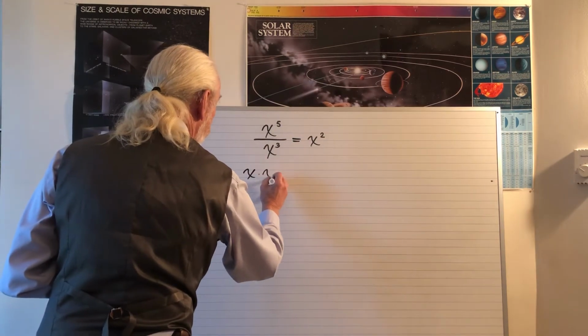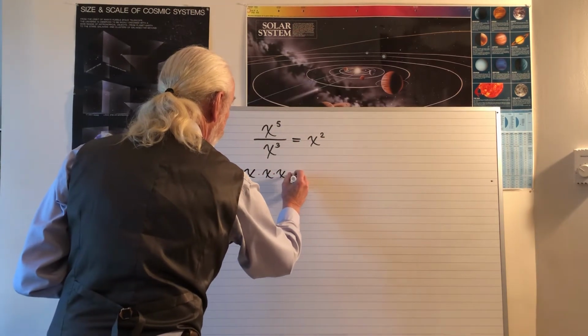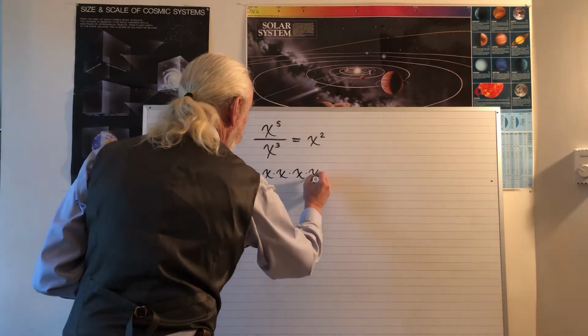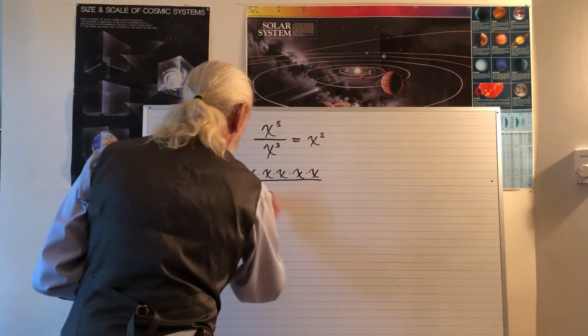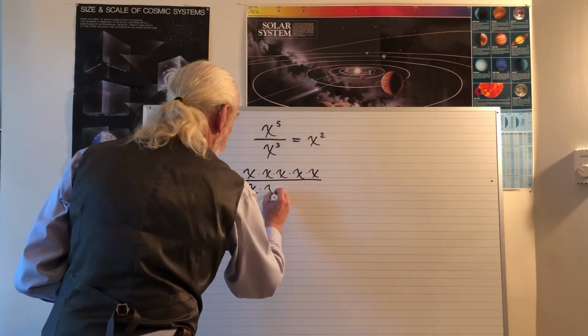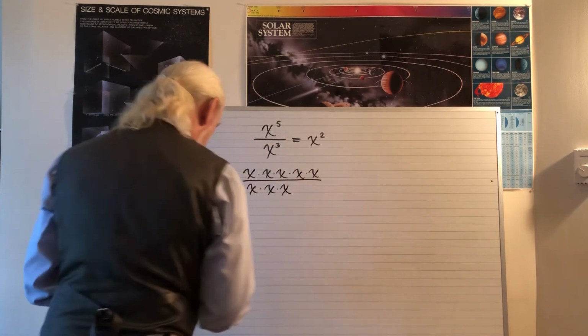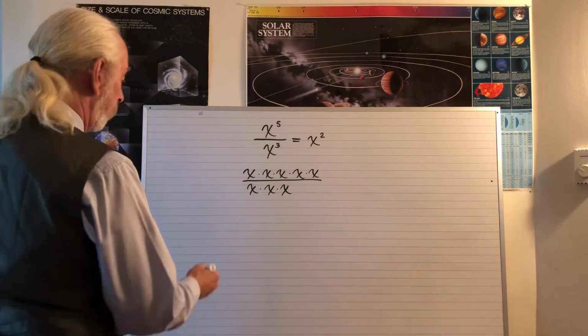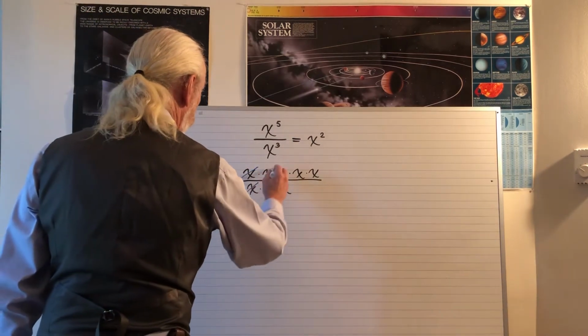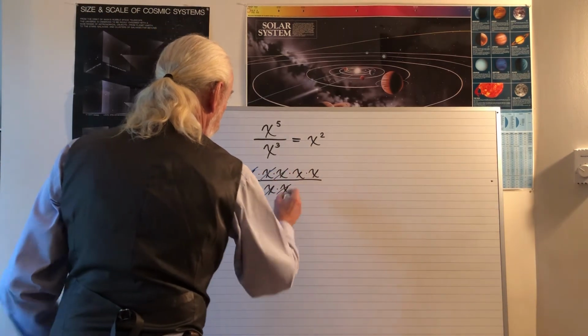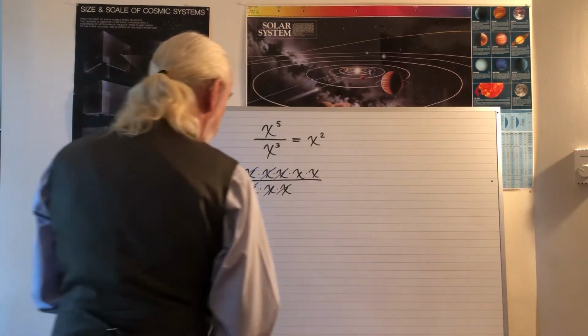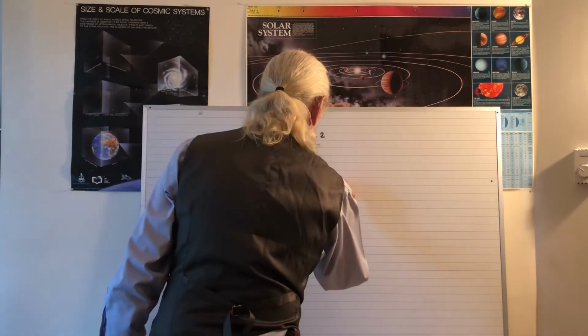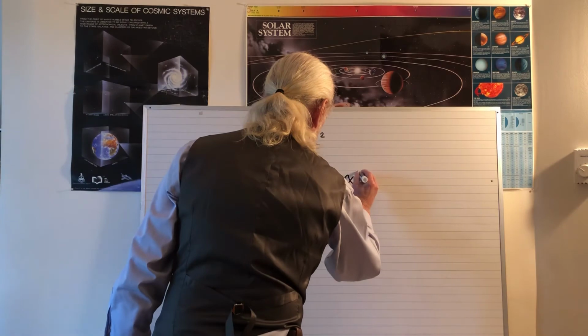X times x times x times x times x over x times x times x. And what can we do here? Well, we can cancel. And our answer becomes x squared.